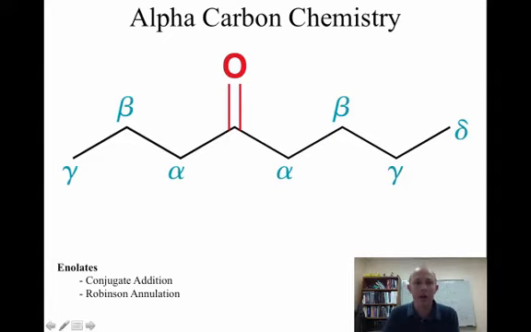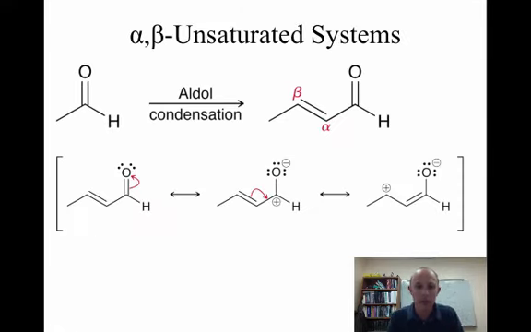In this video, we're going to talk about conjugate addition reactions and finish it up with a Robinson annulation. So, in the aldol reaction, remember what you can do is take an aldehyde and condense it with itself to get an alpha-beta unsaturated aldehyde or ketone. In this video, we're going to talk about really interesting reactions of these unsaturated species.